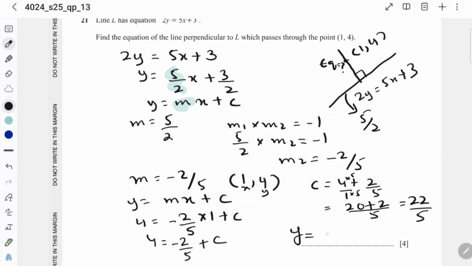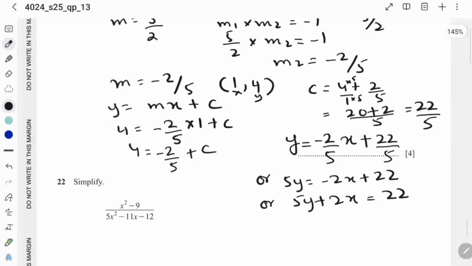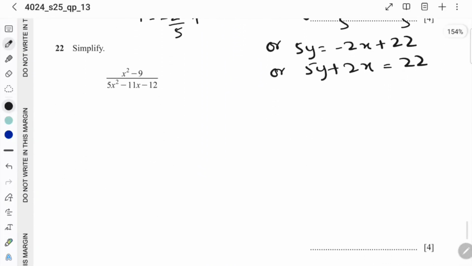So the equation is y is equals to mx plus c, m is minus 2 over 5, x plus c, 22 over 5. In more simplified form, you can write down 5y is equals to minus 2x plus 22, or you can write down 5y plus 2x is equals to 22. All the answers are acceptable. Okay, you can write down just one because I'm just telling you all of the acceptable answers. Come to question number 22.